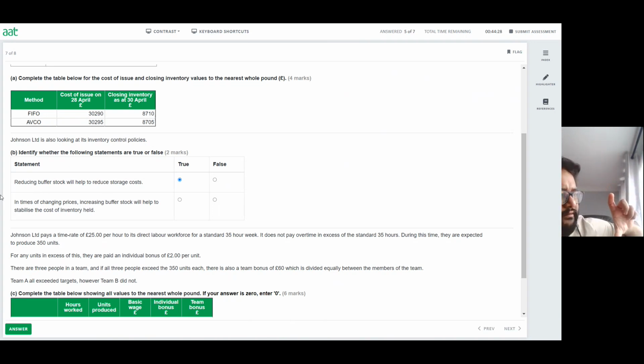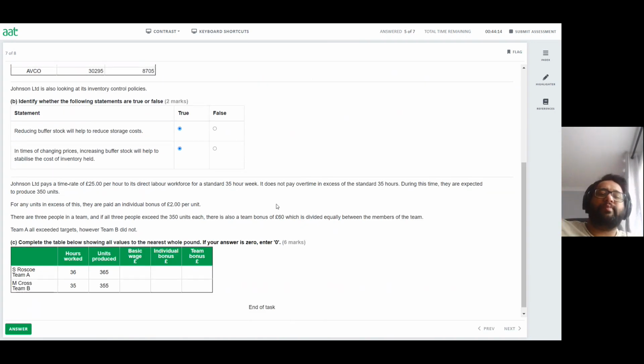Yeah. So you have more of a finished stock there, but you may have to incur storage cost. But does it stabilize the cost of inventory? Yes, it does, because you will not have to fluctuate your inventory value there. So the answer is going to be true as well.